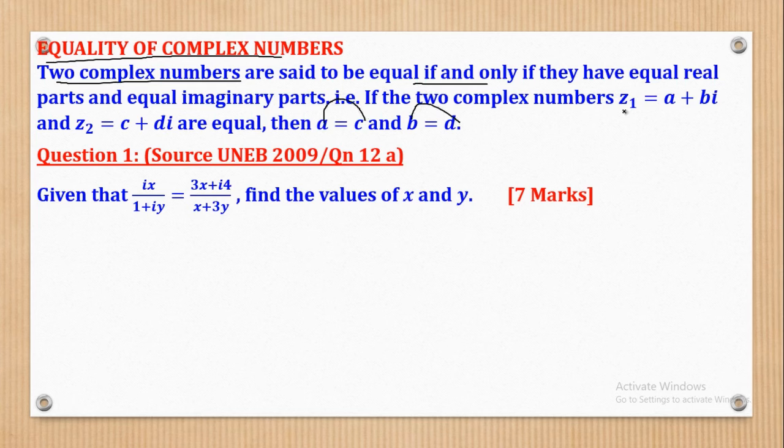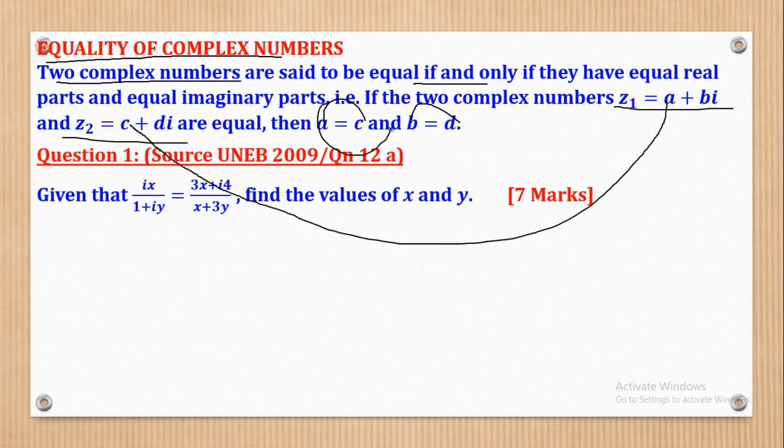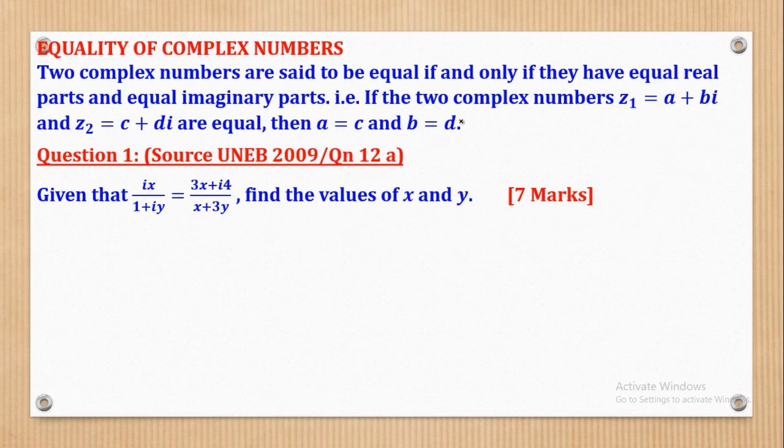For example, if I have z1 is that and z2 is that, it implies that when they are equal, then this real part of z1 will be equal to this real part of z2, which gives you this part, and also the imaginary part of this z1 will be equal to the imaginary part of z2, and that gives you this part. That is the only thing you need to know. Now let's go to the questions.